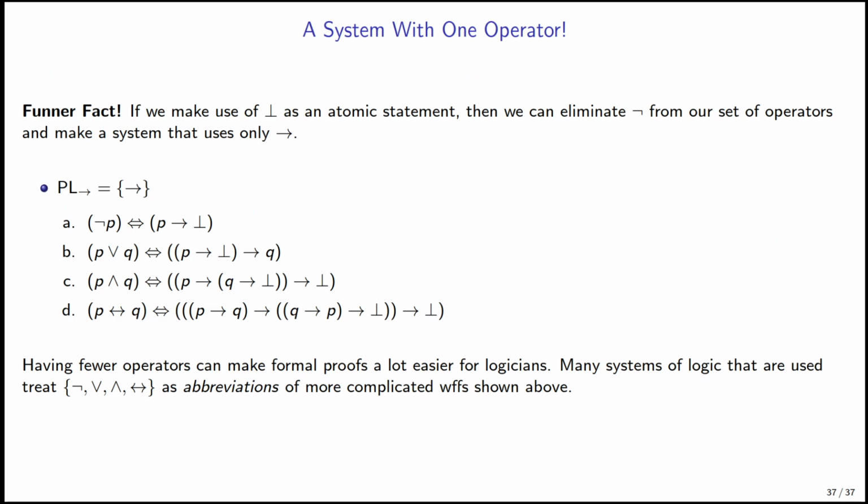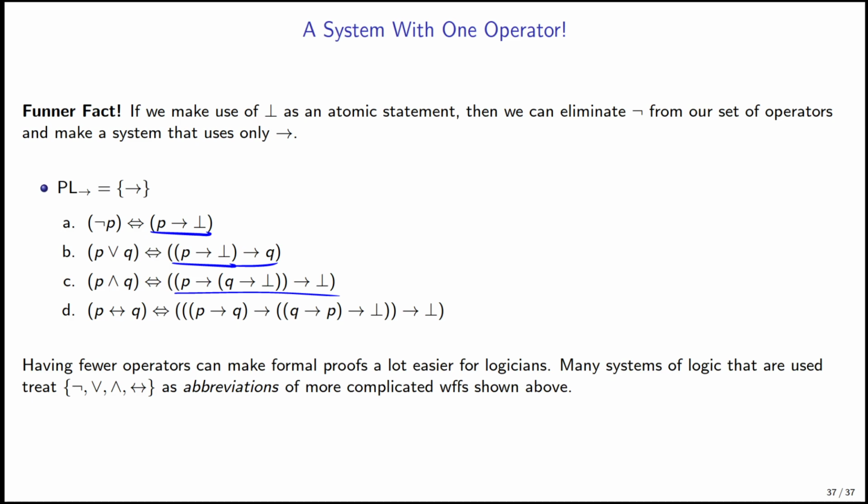In fact, we could use just the arrow if we want. If we use the contradiction as an atomic statement, we don't even need to have negation in our system. We can just do everything with the arrow. So we could do not P as P arrow contradiction. So if P, then it's false. P or Q, we could do P arrow false arrow Q. That could represent P or Q. P and Q could be if P, then if Q, then false, then all false. And P if and only if Q could be P arrow Q arrow Q arrow P arrow false arrow false.